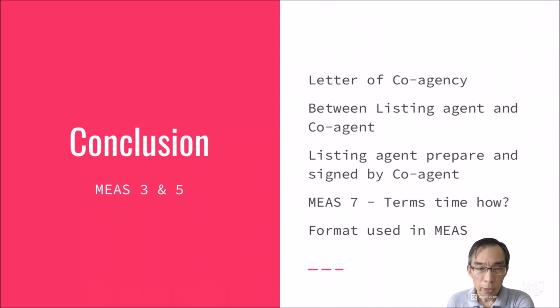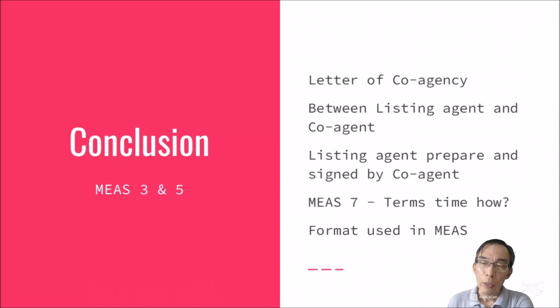So my conclusion for this, giving the MAS 7, MAS 3 and 5 which are involved, is that the letter of co-agency talks about the relationship between the listing agent and the co-agent. I have spoken about both parts, whether the listing agent is initiating the deal, or the co-agent is more interested in proposing to the listing agent. So either it is prepared by the listing agent or prepared by the co-agent. In a lot of cases where the property is a niche area property and the listing agent has tried and been unable to close the deal, usually it's the listing agent who is more motivated to give the co-agency agreement to the co-agent, because the co-agent may bring in a particular potential buyer.